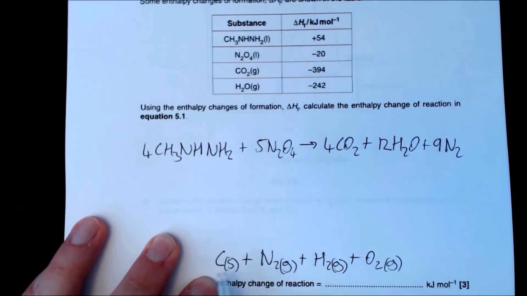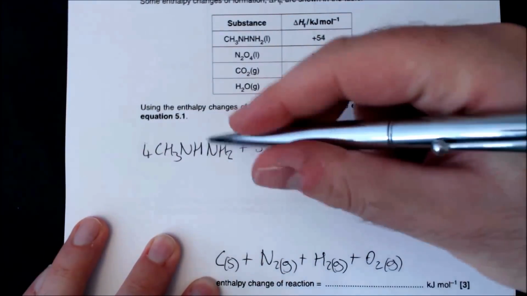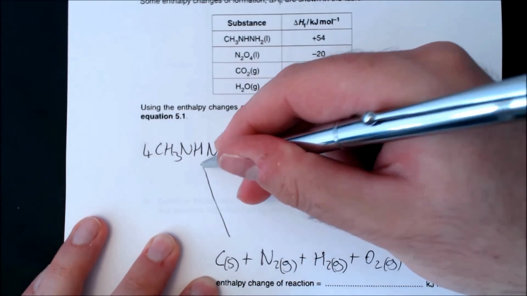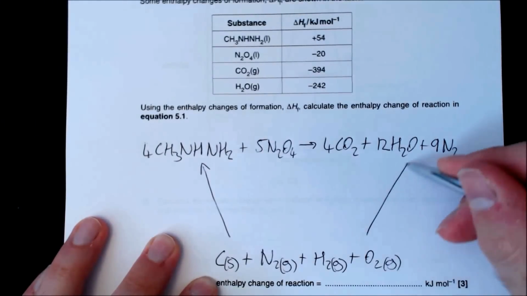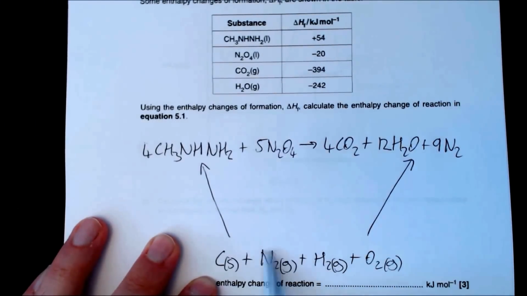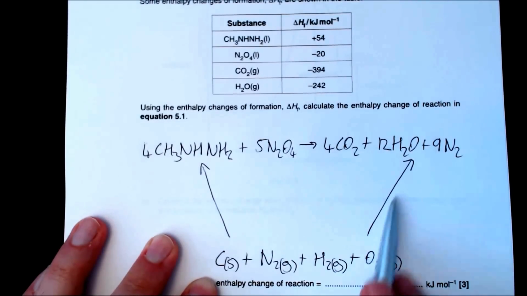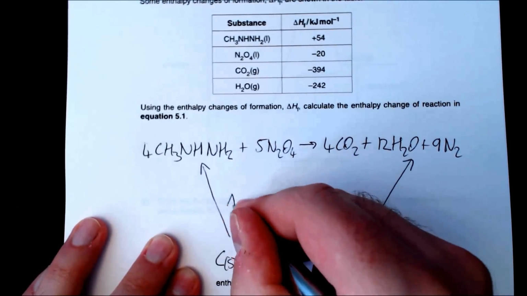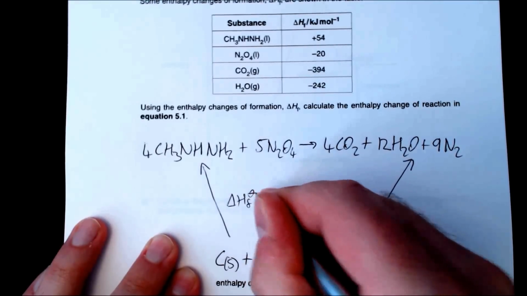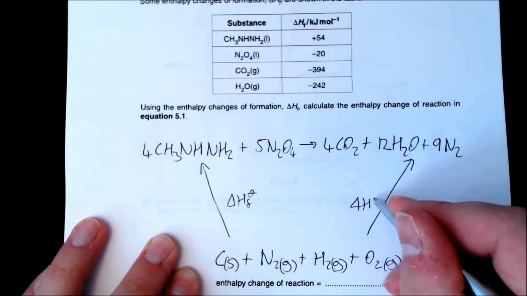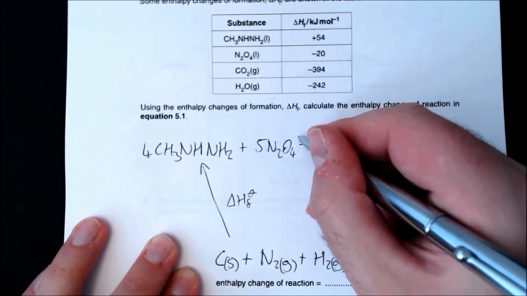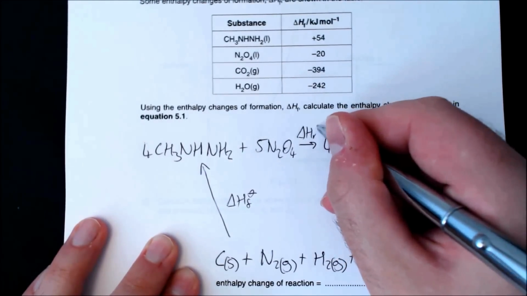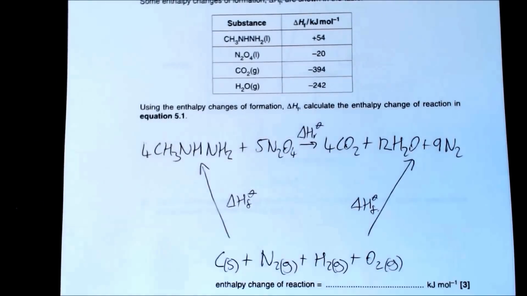We don't need to worry about balancing these to match these. It doesn't make any difference in the calculation, so we're just going to make it a little bit easy for ourselves. And because it's formation, we're going to say these are the elements in their standard states, and that's forming our reactants and products. And so we're just going to put delta Hf, and same there as well, delta Hf. And we want to work out this, which is delta H of the reaction. So all we have to do is work out the formation data. They've given us the information here.